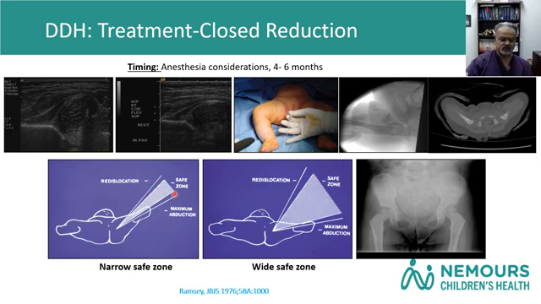Or if there's too much abduction, then remember we get AVN. So we don't want redislocation and we don't want AVN. So sometimes if that safe zone is too narrow, what one could do is perform an adductor tenotomy, and that increases the amount of abduction that the child has, and that widens the safe zone and gives you a little bit more comfort in being able to put the hip in a spica within that.